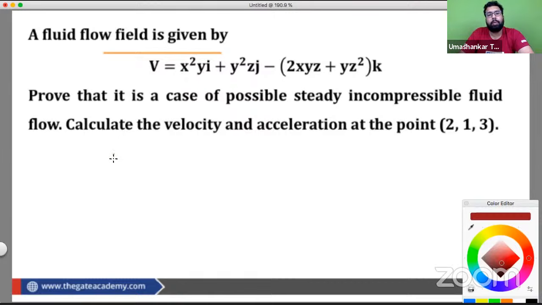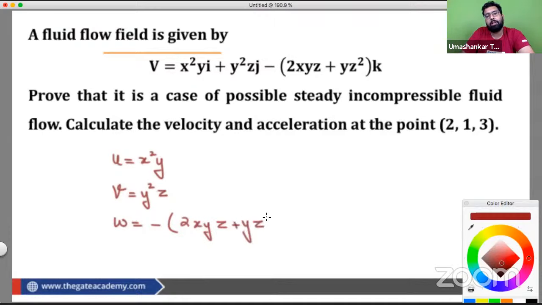So what is the u we are having? U is x square y. What is the v we are having? It is y squared z. And what is the w we are having? It is minus of 2xyz plus yz square. Right, beta? Now we have to see whether it is a case of possible steady incompressible fluid flow.